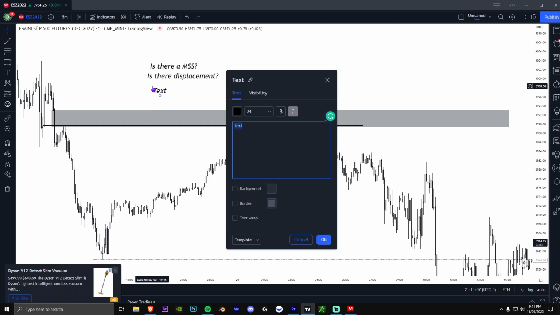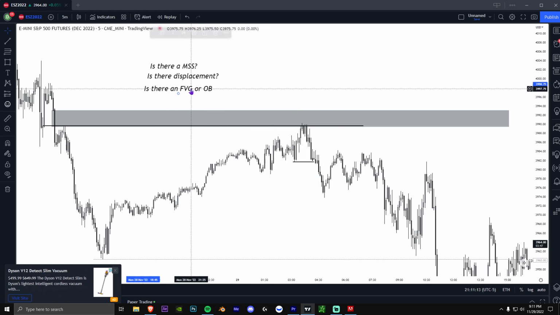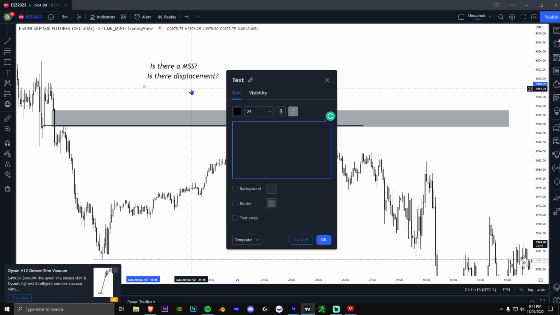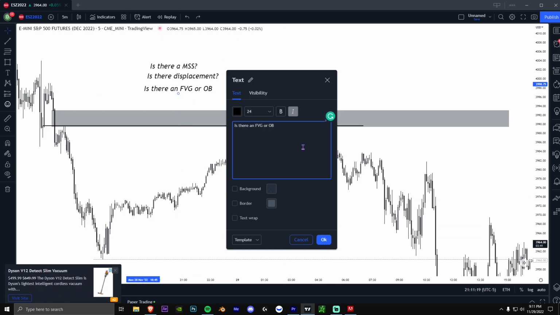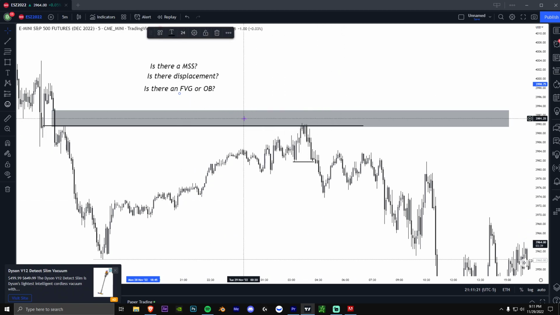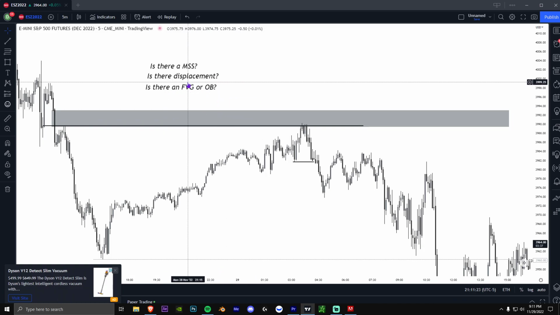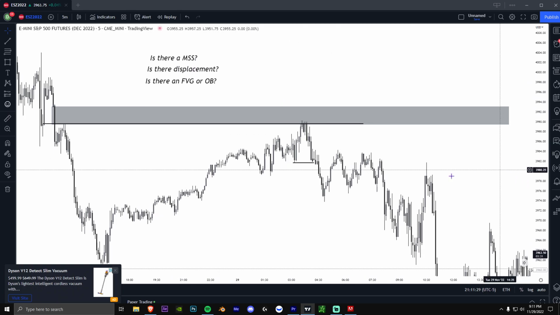Okay, my fifth one is, is there an FVG or order block? Okay, so is there a fair value gap or order block? This is kind of my third reason, or this is my fifth reason. So I like to have 3 to 5, but I like to make sure there's displacement, there's a fair value gap or an OB, and there's a market structure shift. Those are the things I look for. Sometimes if the higher time frame setup is not clean, I don't really look at it. I'll just play intraday setups like this.